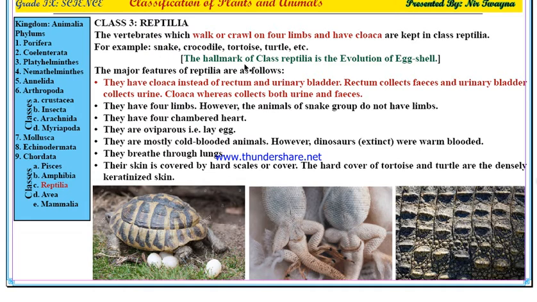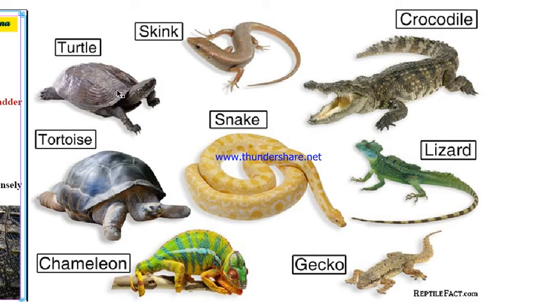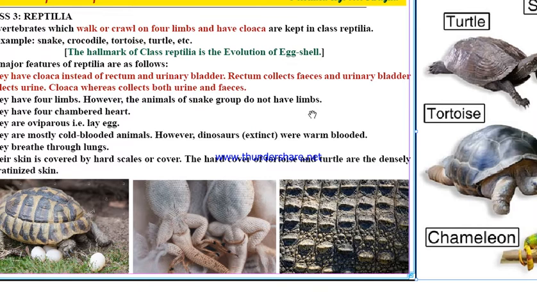Okay, let's have a look at some examples of crocodile. These are the types of reptilia. Turtle, which lives in water. Tortoise lives on land. Chameleon, they're found in dense forest. Gecko, they're found in desert. And then a snake, they are found almost everywhere. Lizard, crocodile, found near water, and skink. Skinks are not very different from lizard. Now let's have a look at the features of reptilia.